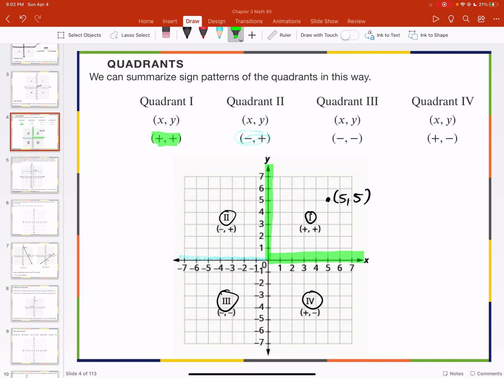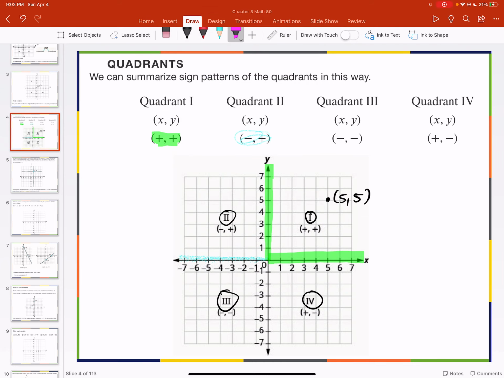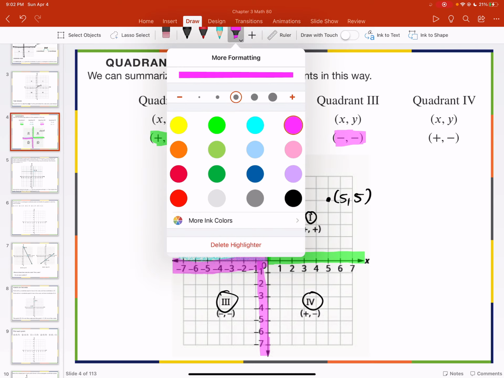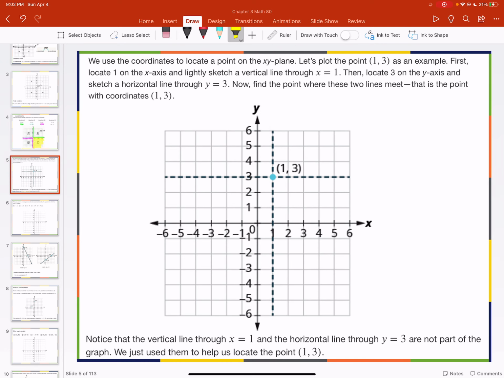And then quadrant 3, both x and y are negative. So see here that the x values are negative and the y values are negative. So that's quadrant 3. And then quadrant 4, the x values are positive, but the y values are negative. So x values positive and y values negative, and that's everything that's in this quadrant, okay? Alrighty, so that's that.